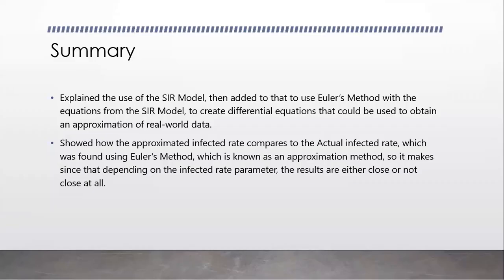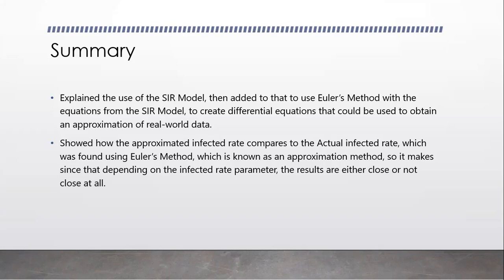So in summary, I explained the use of the SIR model. I created differential equations that were used alongside Euler's method in order to get an approximation of the real-world COVID-19 data that I obtained from the CDC website. I also showed the comparison of the actual infected rate versus the approximated infected rate, and how if you have a higher infection rate, your approximated infected rate is not going to be anywhere close to the actual infected rate of the virus, unless the actual virus had a high infection rate, which in this case, for this one time span, it didn't. It had a really low infection rate.